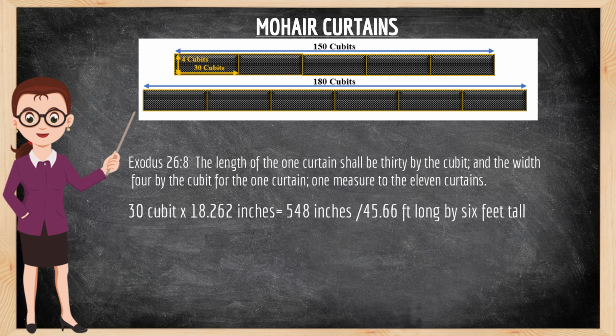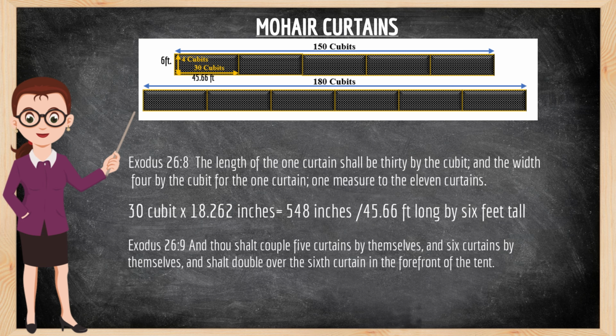So each panel is 30 cubits times 18.262 inches. That gives us a total sum of 548 inches, or 45.66 feet long by 6 feet tall, the same height as the linen curtains. So Exodus 26:9 tells us that we shall couple the 5 curtains by themselves and the 6 curtains by themselves, and shall double over the 6th curtain in the forefront of the tent.